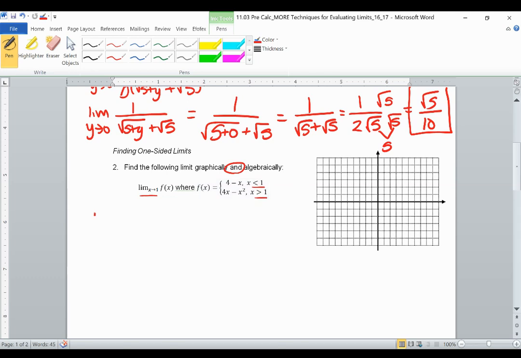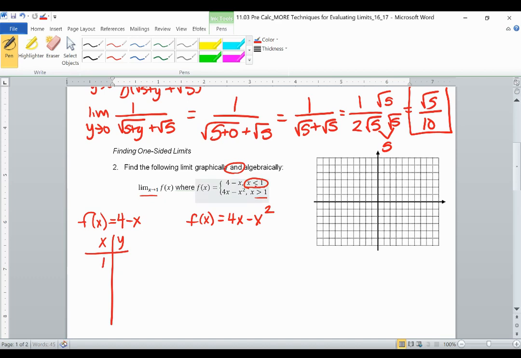So when we did these in class, and you've done these in Algebra 2 and Algebra 1 as well, I just like to break them up into two different equations. So f of x equals 4 minus x for the first equation. And the second equation is f of x equals 4x minus x squared. And I'll do a table for each one. So this one, my domain is restricted to where x is less than 1. So I'm going to start at 1.